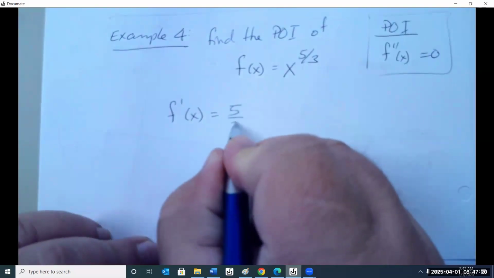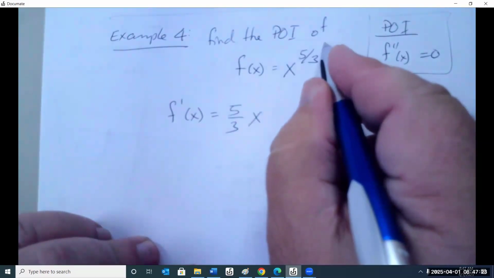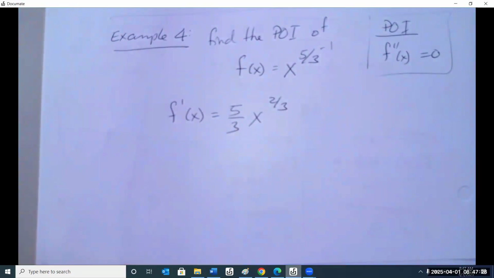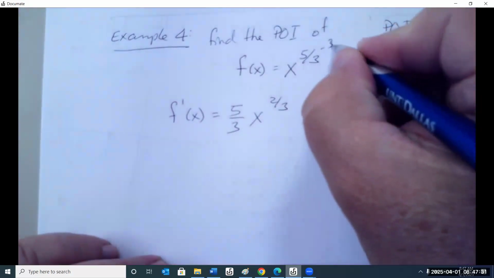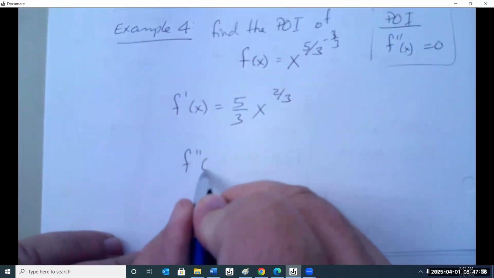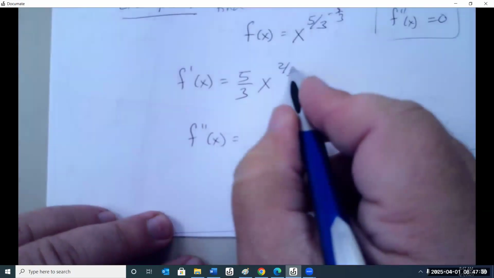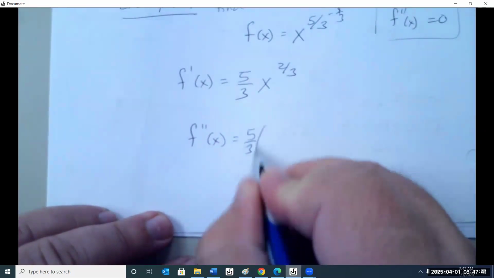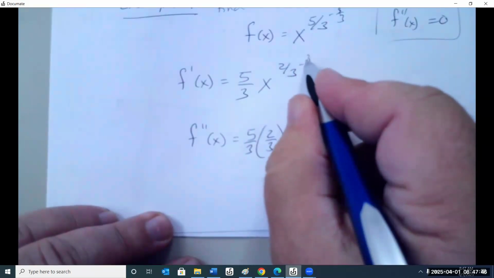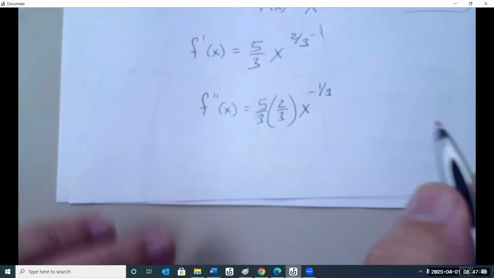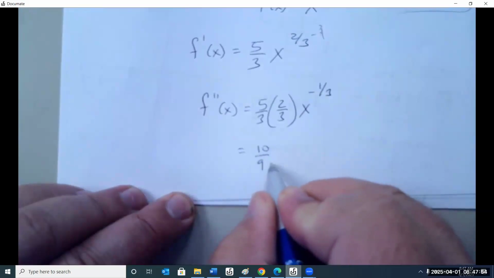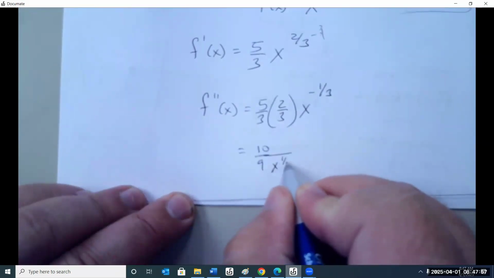I'll do the 5/3. Subtract 1, which is 3/3, makes it 2/3. This is the same as 3/3. So 5 minus 3 is 2/3. Then the second derivative, we have 5/3 times 2/3, and subtract 1 again, which is 3/3, makes it negative 1/3. So we have 10/9 x to the power 1/3.